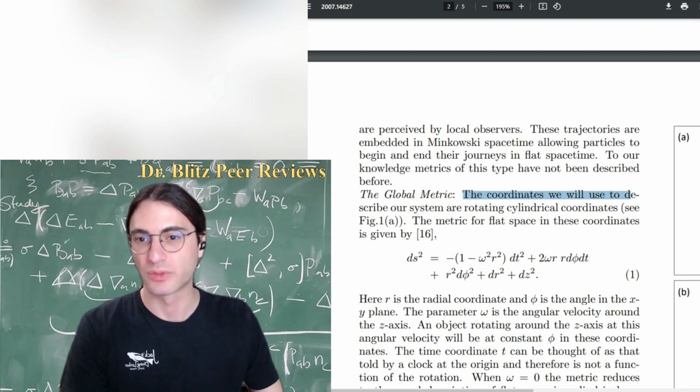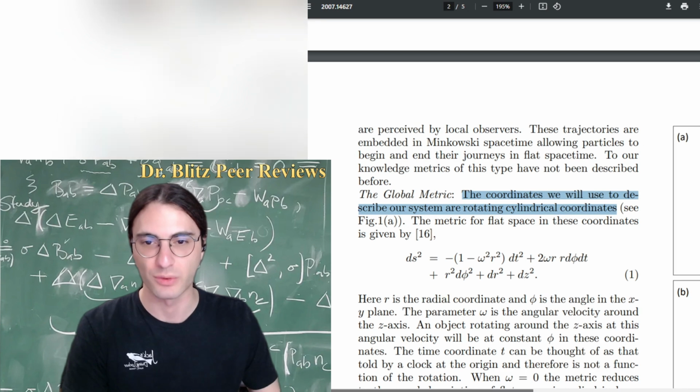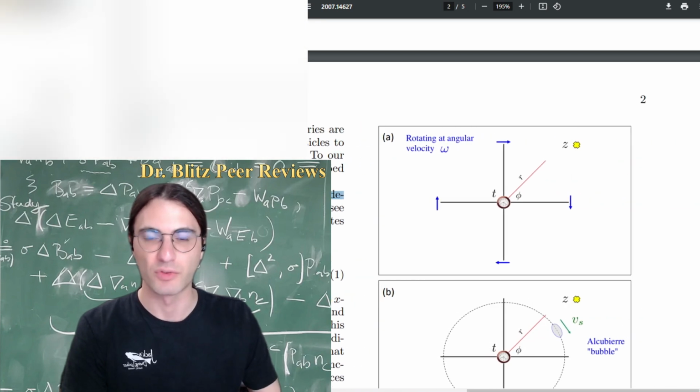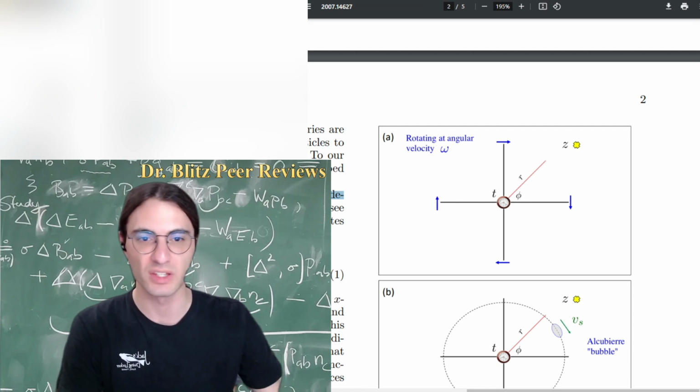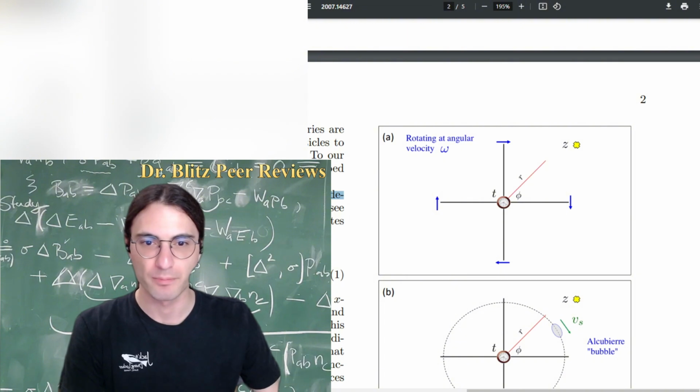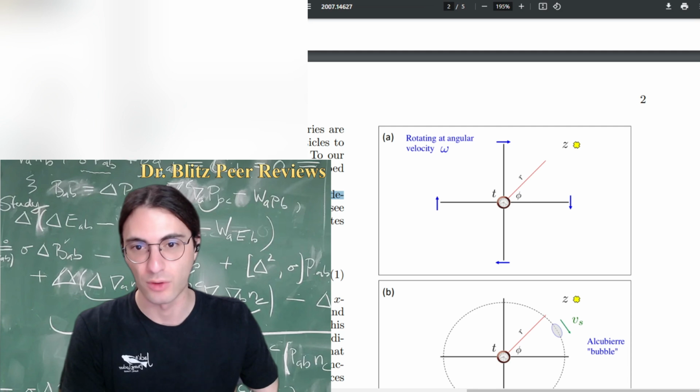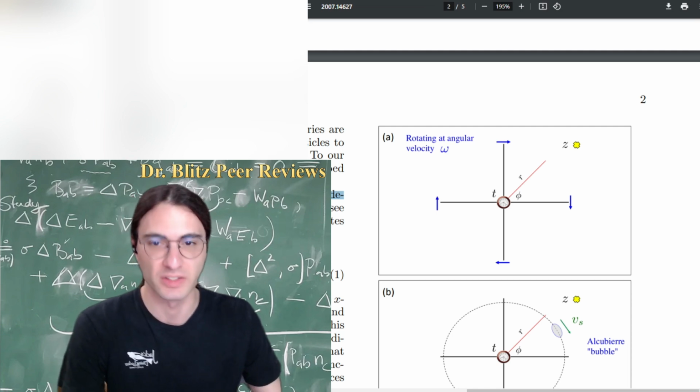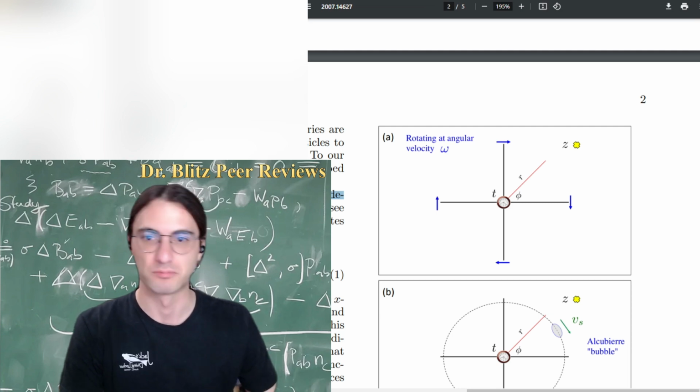The coordinates we will use to describe our system are rotating cylindrical coordinates. See figure 1a. So here are the coordinates. z is coming in and out of the screen. Then we have a Greek letter phi, which goes around in a circle. Then you have a radius r, which is the distance away from the center. And then you have a clock t that ticks along, no problem.